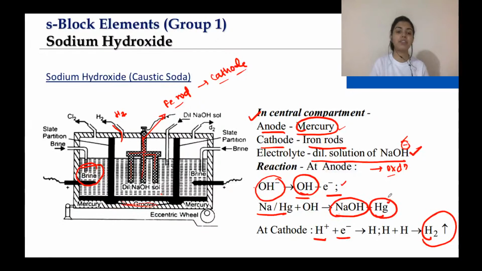So these reactions you have to learn. Basically you have to learn what the products in the central compartment are, what is serving as anode, what is serving as cathode, and what is serving as electrolyte. Okay.